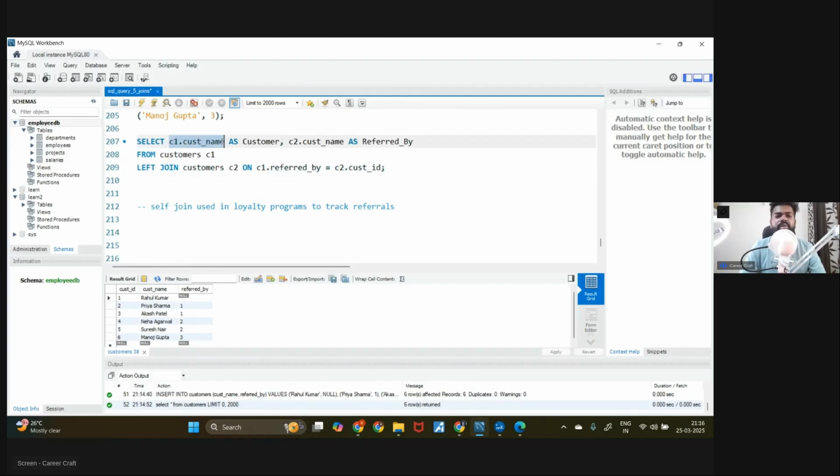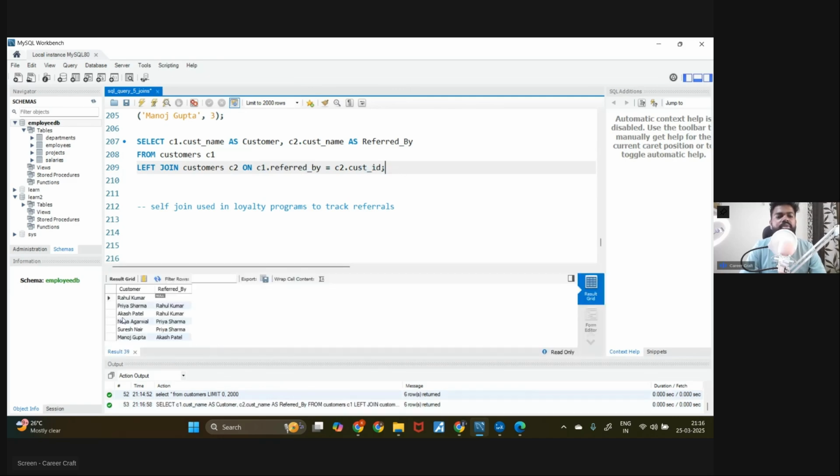Select C1 dot customer name as customer, C2 dot customer name as referred by, from customer C1, join on referred by and customer ID. That's it. Now, if you execute it, you will find who has referred whom.